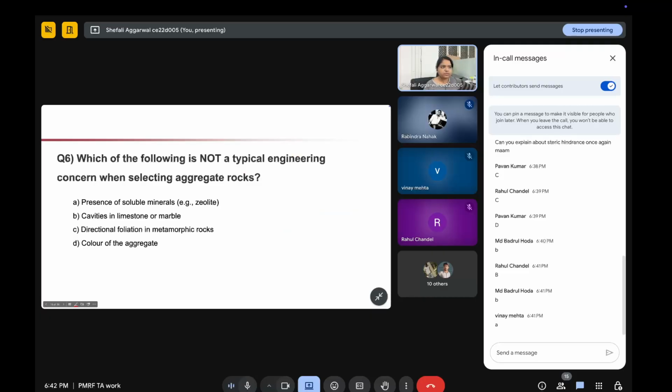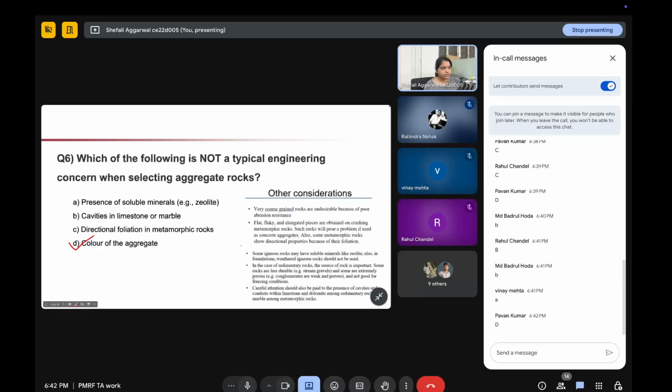Next question is, which of the following is not a typical engineering concern when selecting aggregate rocks? Presence of soluble minerals, cavities in limestone or marble, directional foliation in metamorphic rock, or color of the aggregate? D. Correct. So if we talk about engineering properties, the color of aggregate doesn't matter for us. These are the main considerations, all given in the slides, which should be considered when we are selecting an aggregate rock, and it consists of all three of these things. So the answer will be D, color of aggregates.